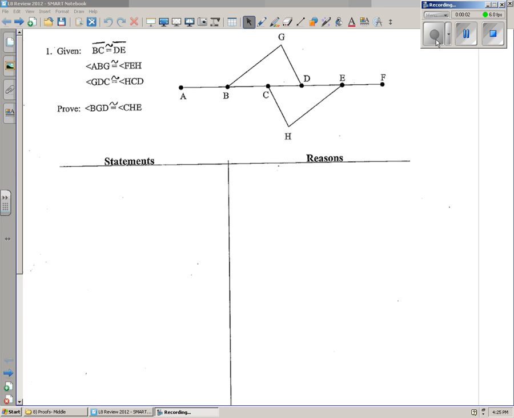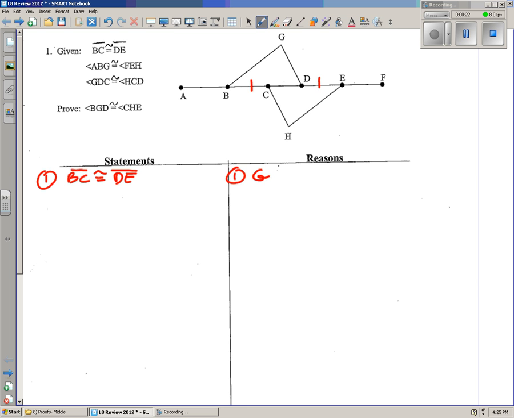Okay, this is the video for the review for the triangle proofs test. So here we go. We're given a few things here. We're given BC is congruent to DE, and I'll write that down in the proof. And if we know BC is congruent to DE, they ask us to prove that angle BGD is congruent to angle CHE. So before we do that, our plan of attack here is to prove the triangles are congruent.